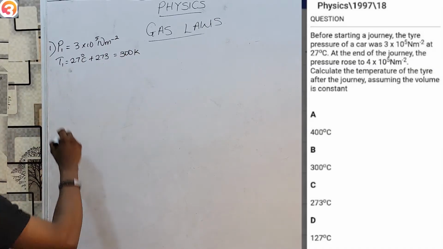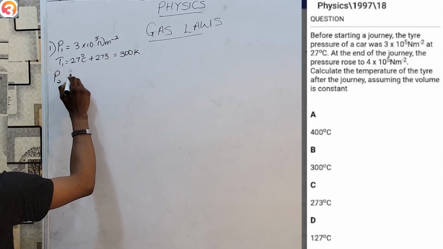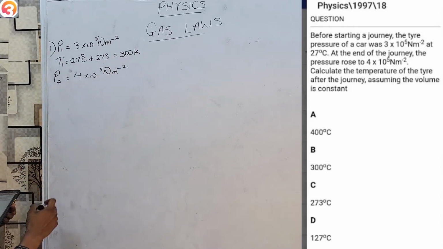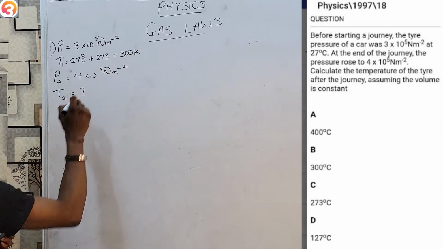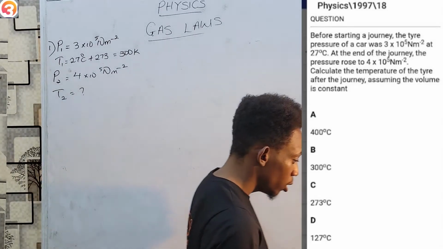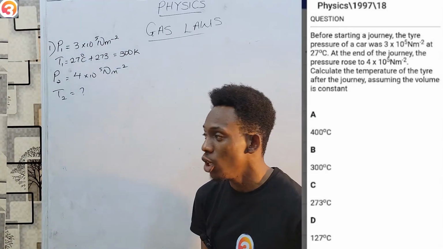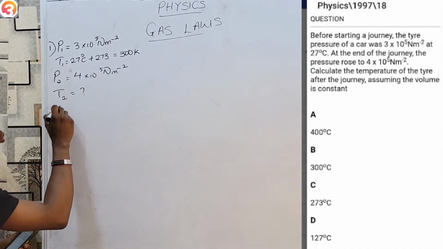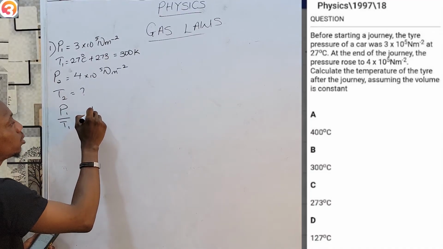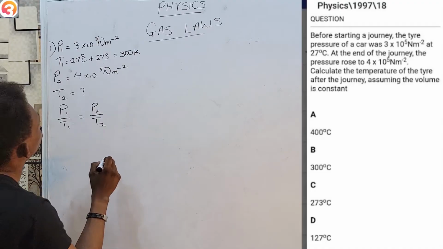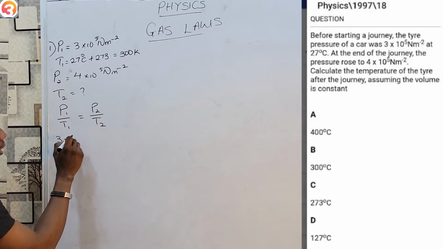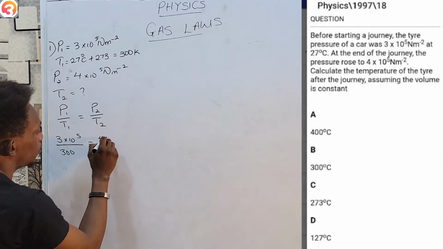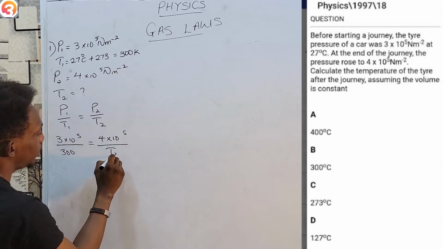Then, at the end of the journey, the pressure rose to 4 times 10 raised to power 5 Newton per square meters. We have to find the temperature at the end of this journey, assuming volume is constant. So if you notice now, pressure and temperature are changing, but volume is being kept constant, which means that automatically I must be dealing with my pressure law. P1 over T1 equals P2 over T2. My P1 is 3 times 10 to the power 5 over my T1 300 equals P2 4 times 10 to the power 5 over T2.